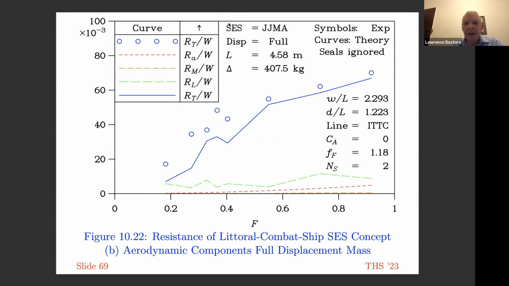It's the model, and this is the model that was built by JJMA, a company in the United States. The length of the model was 4.58 meters, and that's its displacement in kilograms. The experiments are the symbols, and the solid line is the theory that I developed. And this is the theory without taking into account the seal. So the vertical scale is the resistance. The horizontal scale is the Froude number, or the speed.